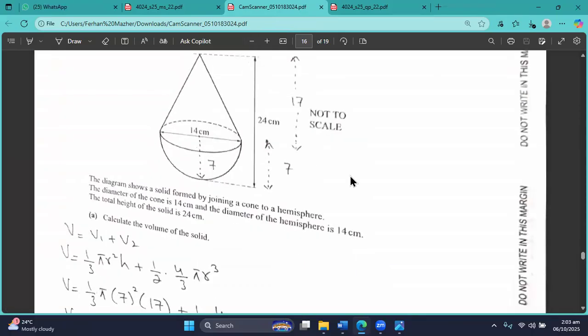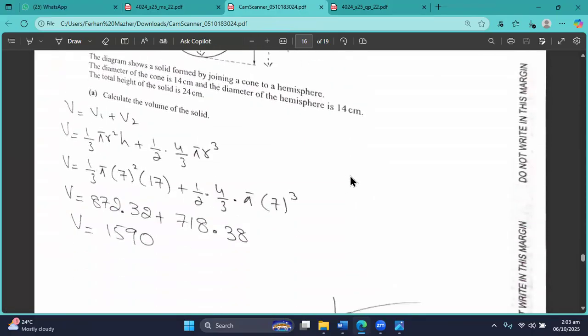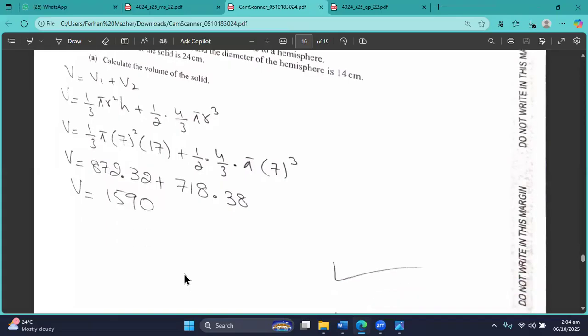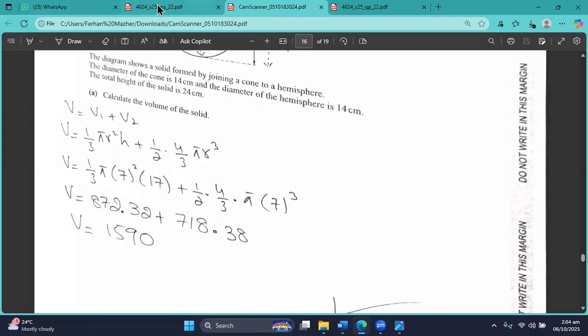Now we have to find the volume of the cone plus the volume of the hemisphere. The volume of the cone is 1 by 3 pi r squared h. The volume of the hemisphere will be 1 by 2 into 4 by 3 into pi r cubed. So 1 by 3 pi 7 squared into 17, that's the vertical height of the cone, plus 1 by 2 into 4 by 3 into pi into 7 cubed. So that will be 1590. 1590 is the right answer, sir.